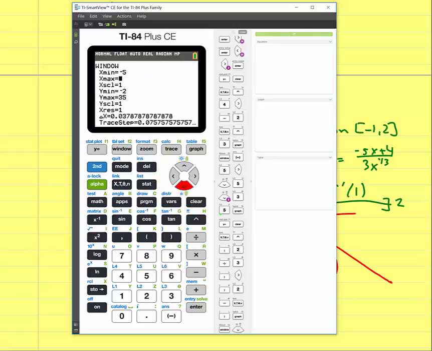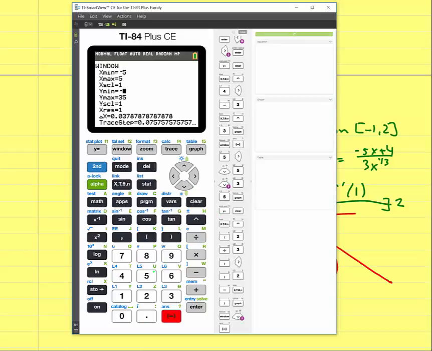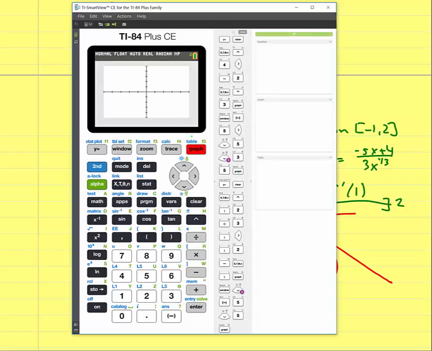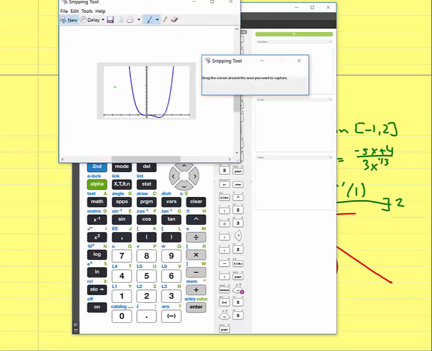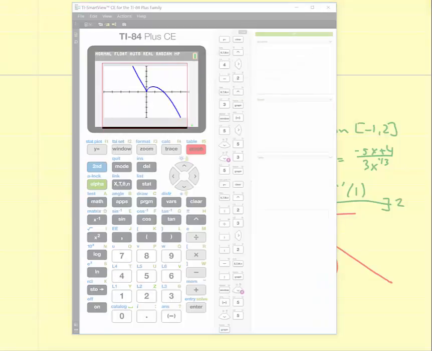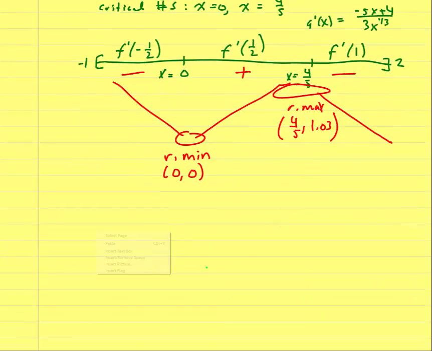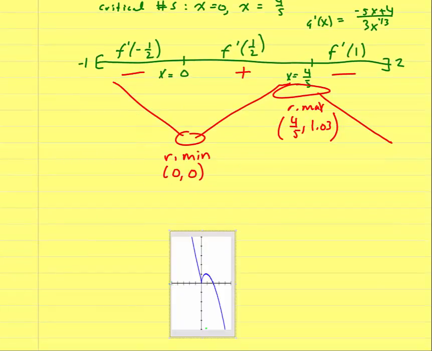The -5 to 5 looks good. My y min, let's go -5 to 5 there as well. And again, these are just preferences because I want to get a good look and see what's going on at the origin. Touch and turn, there it is. Okay, so let's go ahead and have a look at that. Let's see if this matches with what we think.